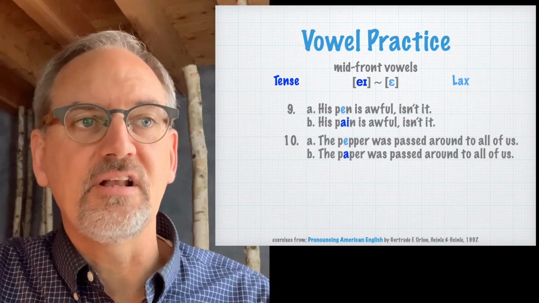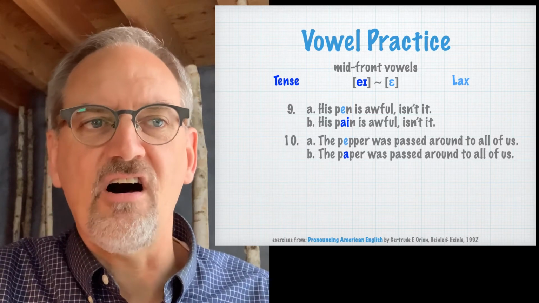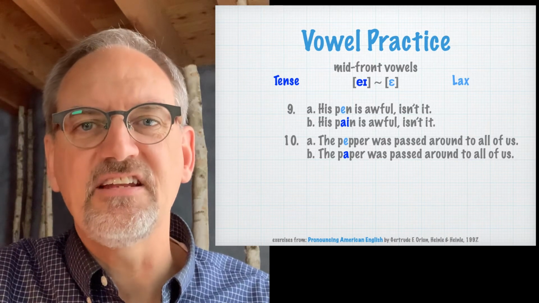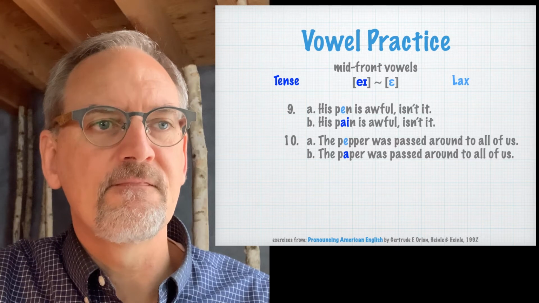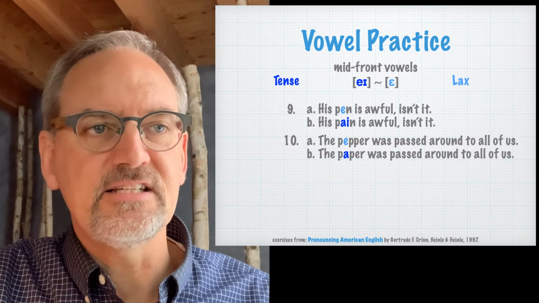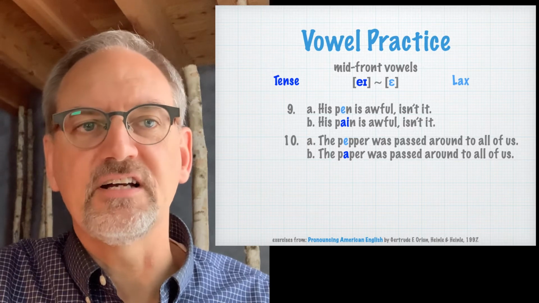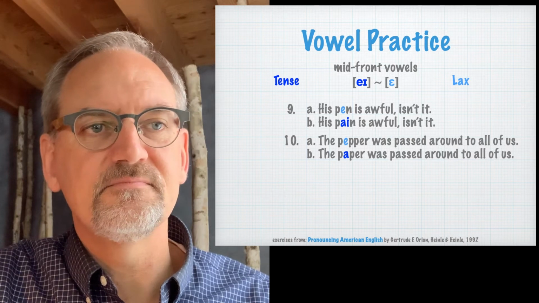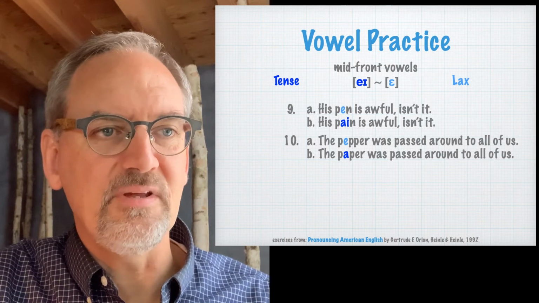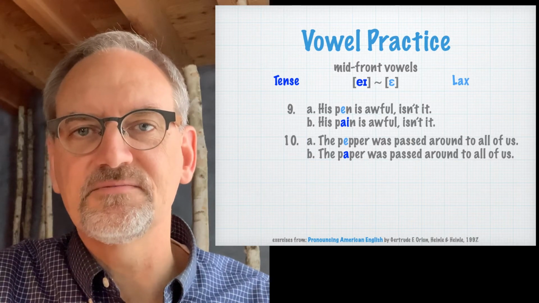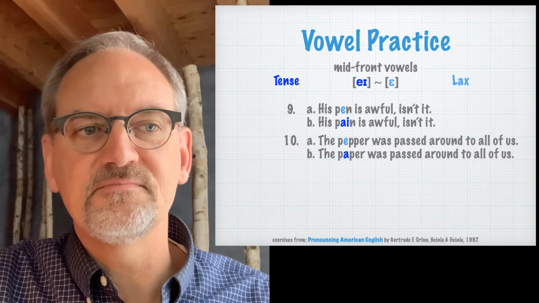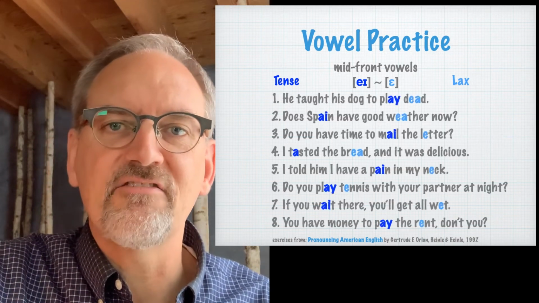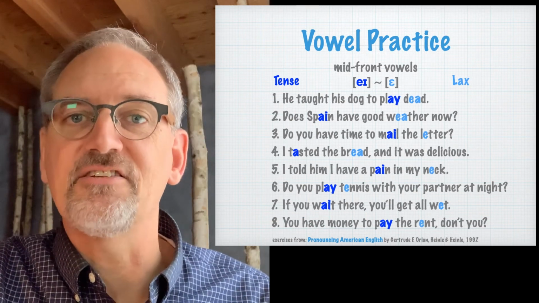All right, just two more. Here we've got 9A and B. His pen is awful, isn't it? And B. His pain is awful, isn't it? And 10. The pepper was passed around to all of us. And B. The paper was passed around to all of us.